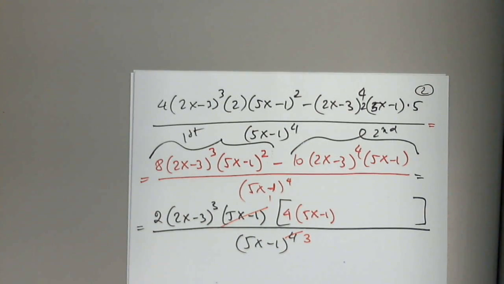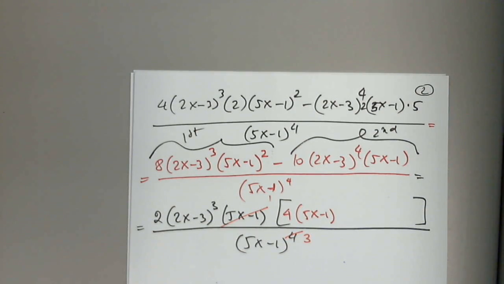Whatever I factor out, I have to convince you that if I put it back in, I get this term. If when I multiply this by this, I don't get this term, this makes no sense. Okay. 2 times 4 is 8. 2x minus 3 to the third. 5x minus 1 times 5x minus 1 is 5x minus 1 squared. As long as what I have in front times what I put in parentheses makes up the first term, I'm fine. Okay. At this point, I reach this stage.